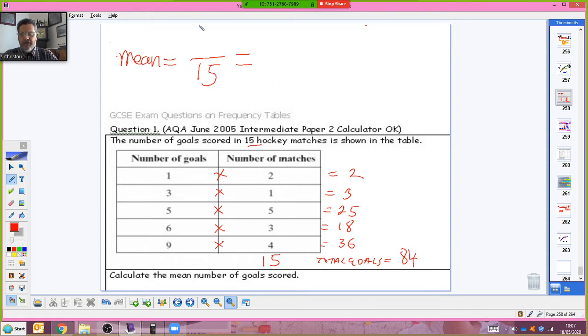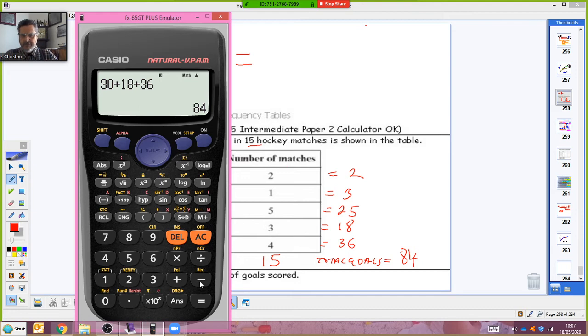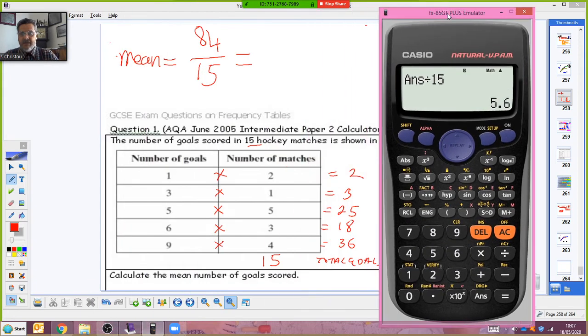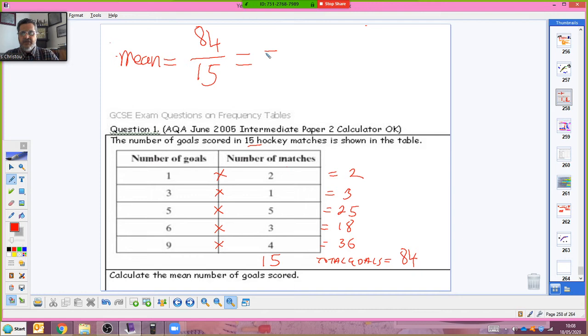And I now know I've got to share out 84 goals amongst 15 matches to get the average. So here I go now. I now want to divide that answer by 15 matches. Boom. They simplified it as a top-heavy fraction. I want actual decimals. 5.6 goals per match. Now, of course, guys, you can't actually score 0.6 of a goal, but that's what the mean does. You don't necessarily end up with the whole number. And that's the final answer.